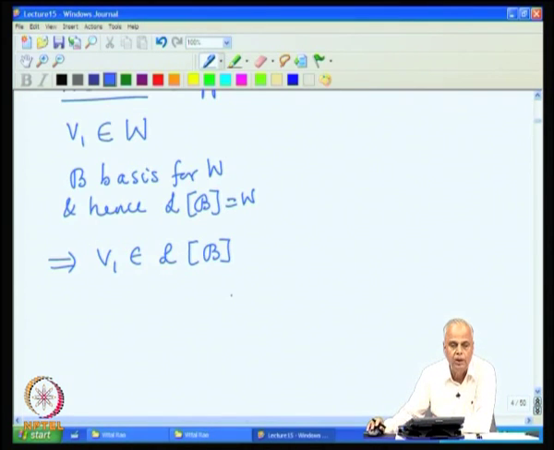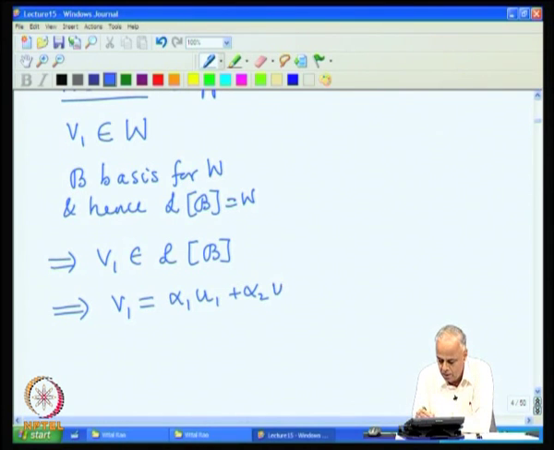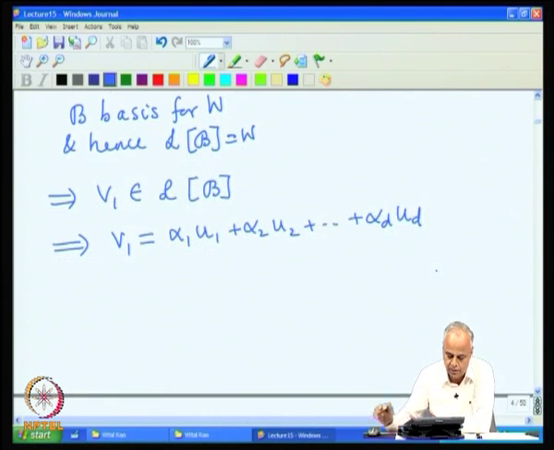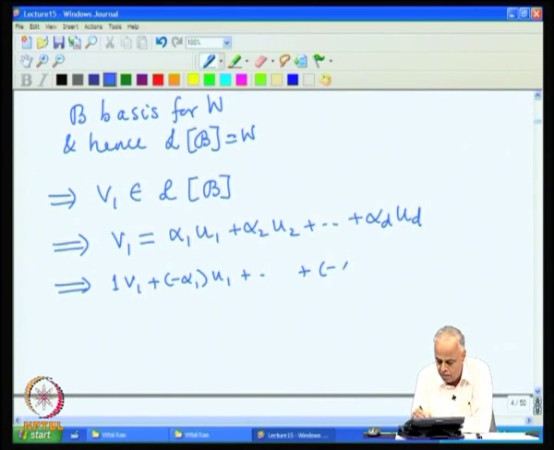What is meant by v1 is in L(B)? That means v1 can be obtained as a linear combination of the B vectors. The fact that v1 is in L(B) means v1 is equal to alpha 1 u1 plus alpha 2 u2 plus and so on plus alpha d ud. This implies that 1 times v1 plus minus alpha 1 u1 plus etcetera plus minus alpha d ud is the 0 vector.